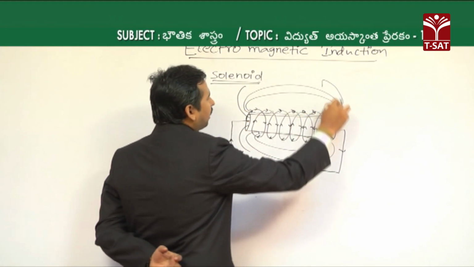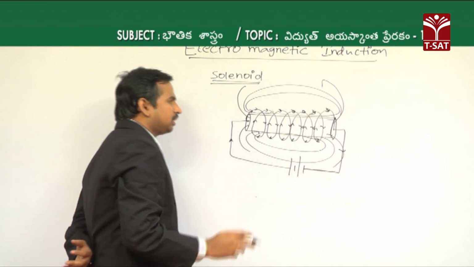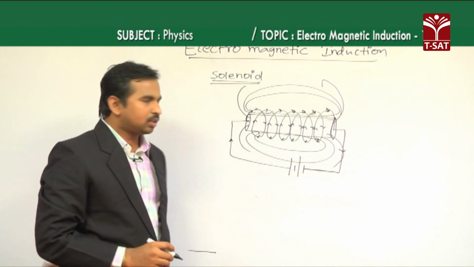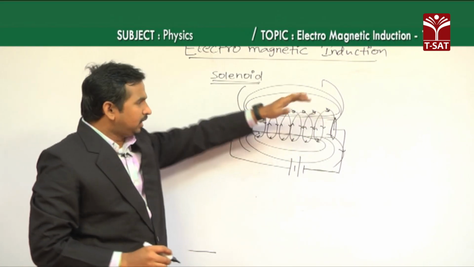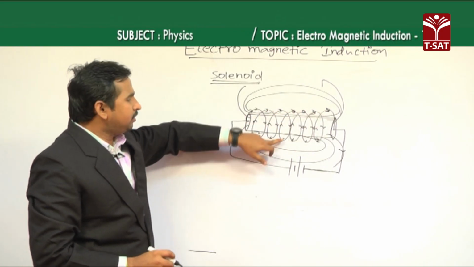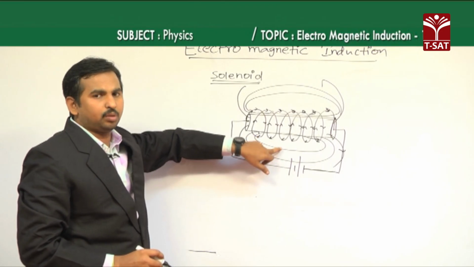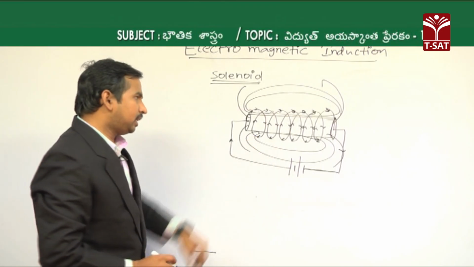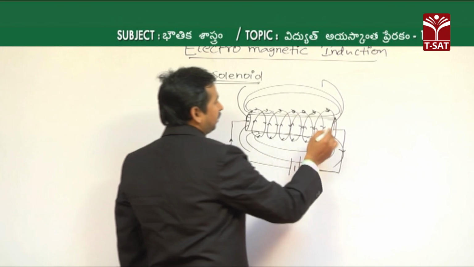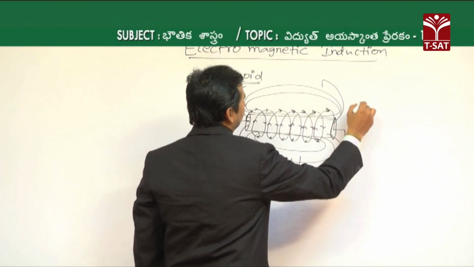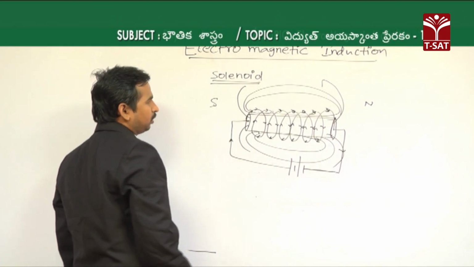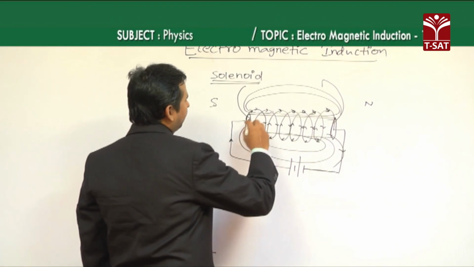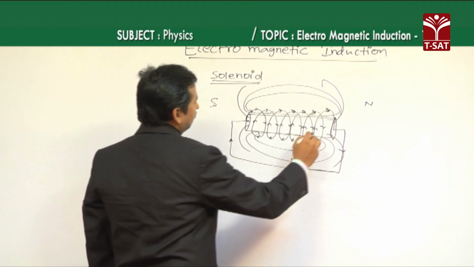If you observe, in the case of this solenoid, the magnetic lines of force are just like the bar magnet we have, because here the current direction is the same, so it forms a separate field, and in this direction it is different, so it forms another field. As the current is leaving this side, it appears to be a north pole, and this side appears to be a south pole.